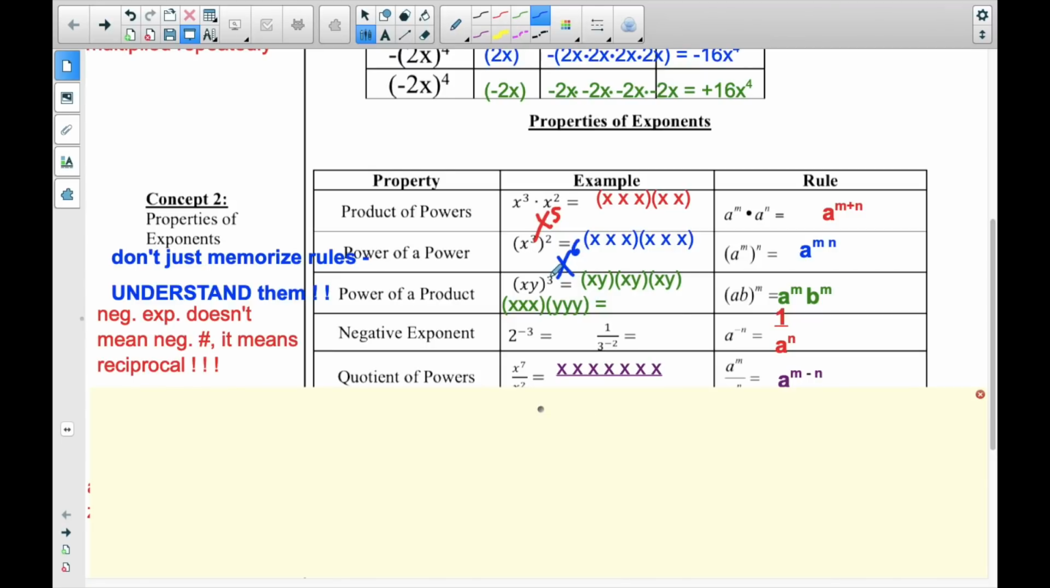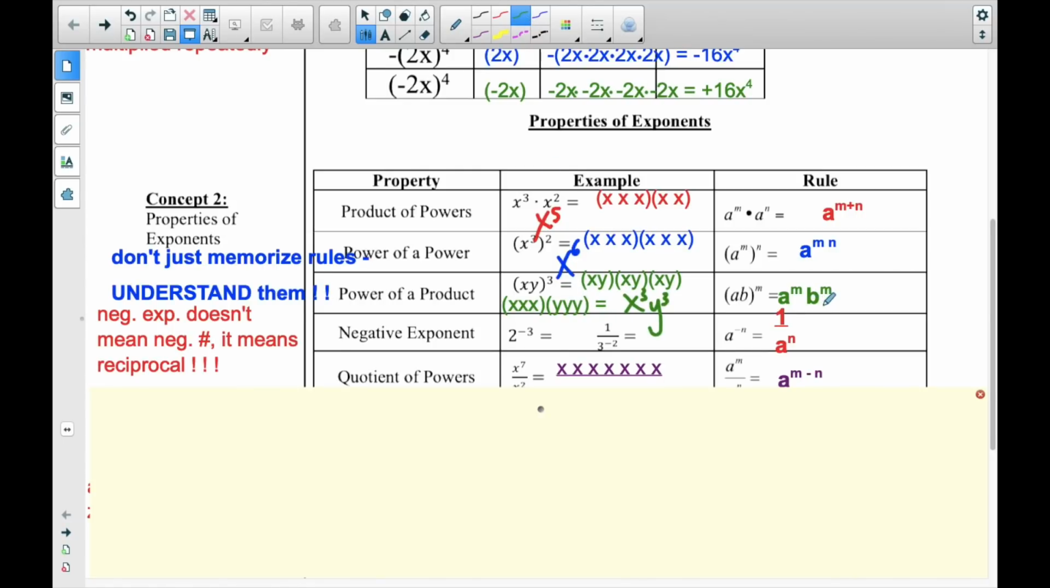The next one says a power of a product. So we have a power, that means we're taking xy times xy times xy 3 times because it's to the third power. I can rearrange that. Multiplication is commutative. That means I can move things around. So instead of saying it that way, I'm going to say it x times x times x times y times y times y. And so that is obviously x to the third, y to the third.